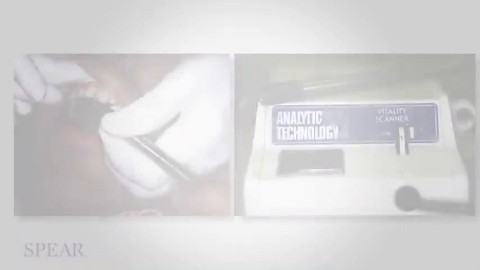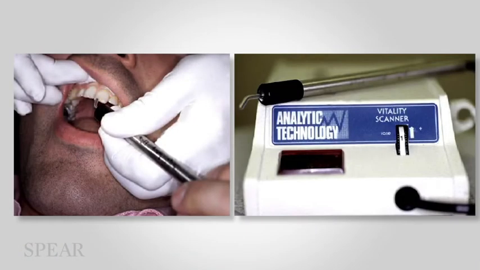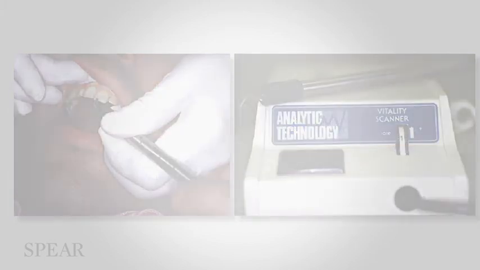And finally, if you don't respond to the cold test, you can substitute the electric pulp tester. The electric pulp tester is not something I use routinely in my practice, I'll be honest with you. I just use the cold test for the most part. I get the information that I want. If I don't get the information that I want from the cold test, then I may use either the EPT or the heat test.